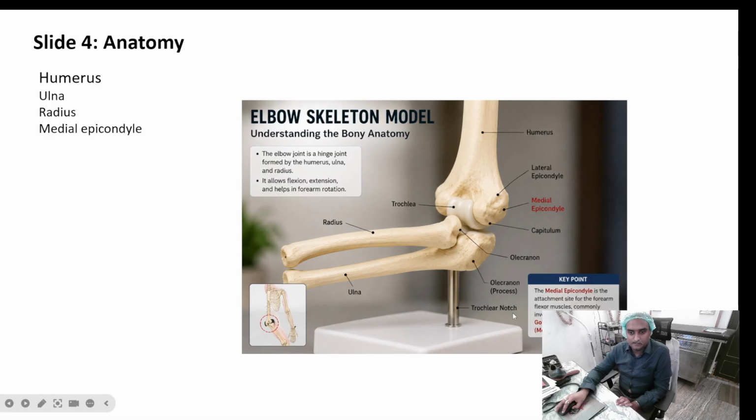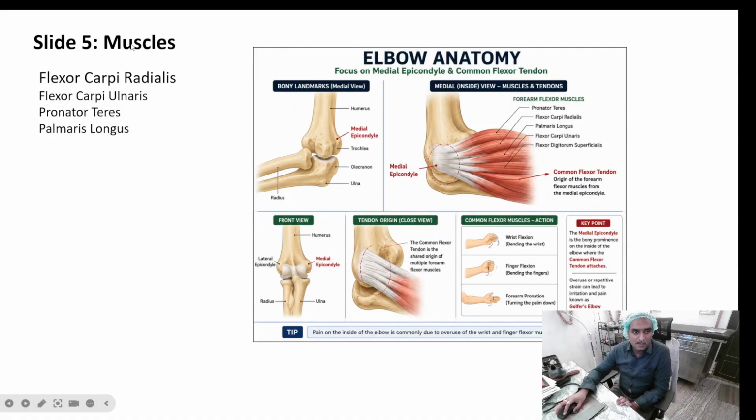The medial epicondyle is the attachment site of the forearm flexor muscles commonly involved in conditions like golfer's elbow, medial epicondylitis. Muscles: flexor carpi radialis, flexor carpi ulnaris, pronator teres, palmaris longus. So these are the bony landmarks.